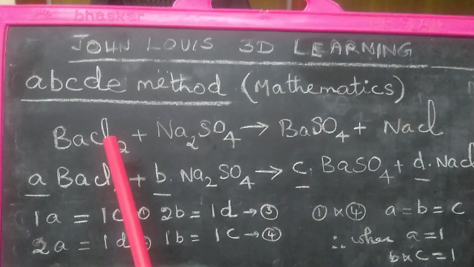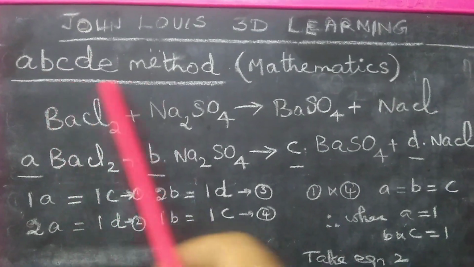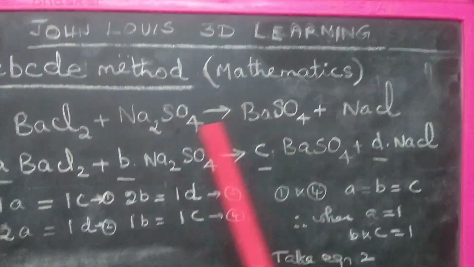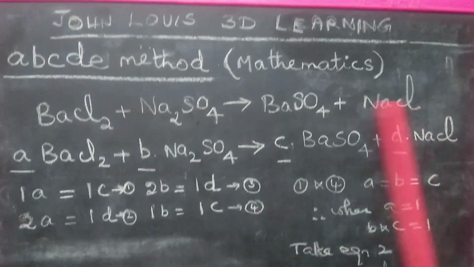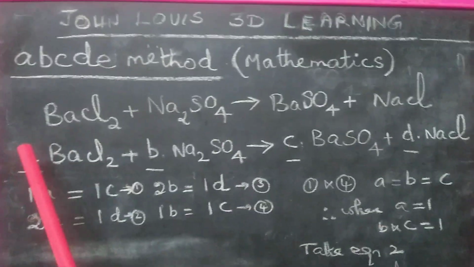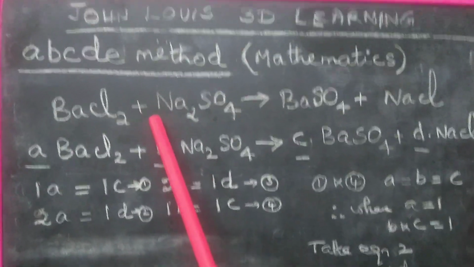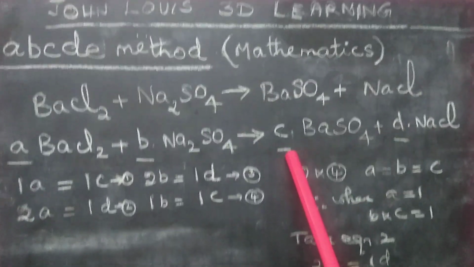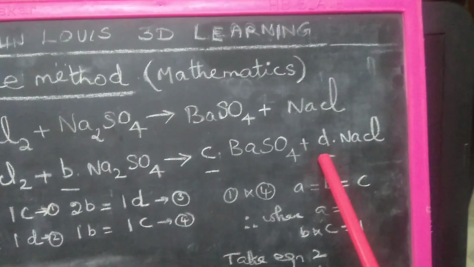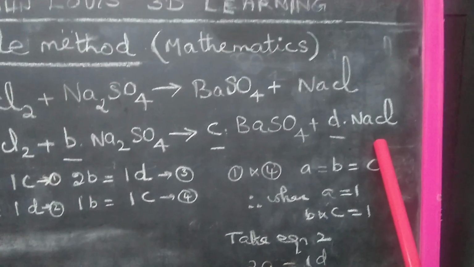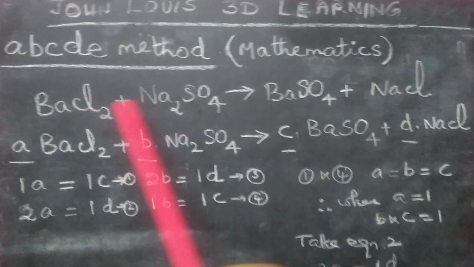So what is the name of the method? ABCDE method. So here two reactants and two products are there. Therefore we need ABCD. So put A in front of the first compound, put B in front of the second one, put C in front of the third one, and put D in front of the fourth one. Okay, so that is very clear.